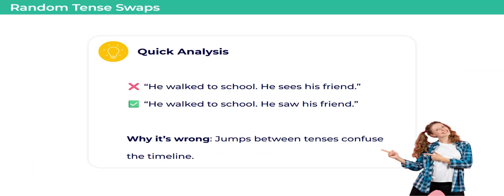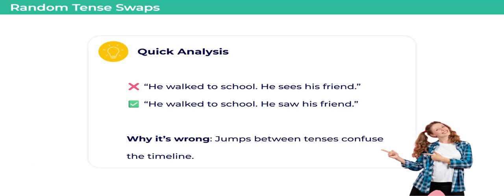He walked to school. This is in the past simple. He sees his friend. This is the present simple. Okay, doesn't sound good. Let's have a look and listen to a better version. He walked to school. Past simple. He saw his friend. Past simple.